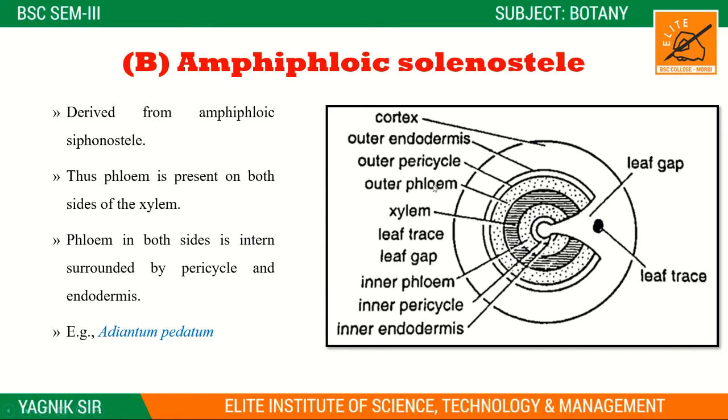Here the center part has a pith, and then inner pericycle is present, and the inner endodermis, and then the inner phloem, right? And then the xylem surrounded by the phloem, pericycle and the endodermis, right? So this is common.